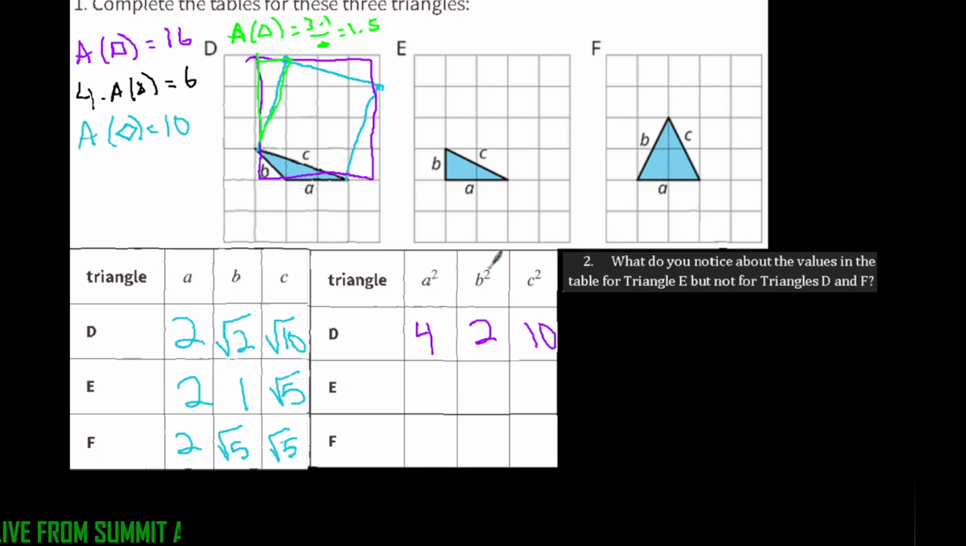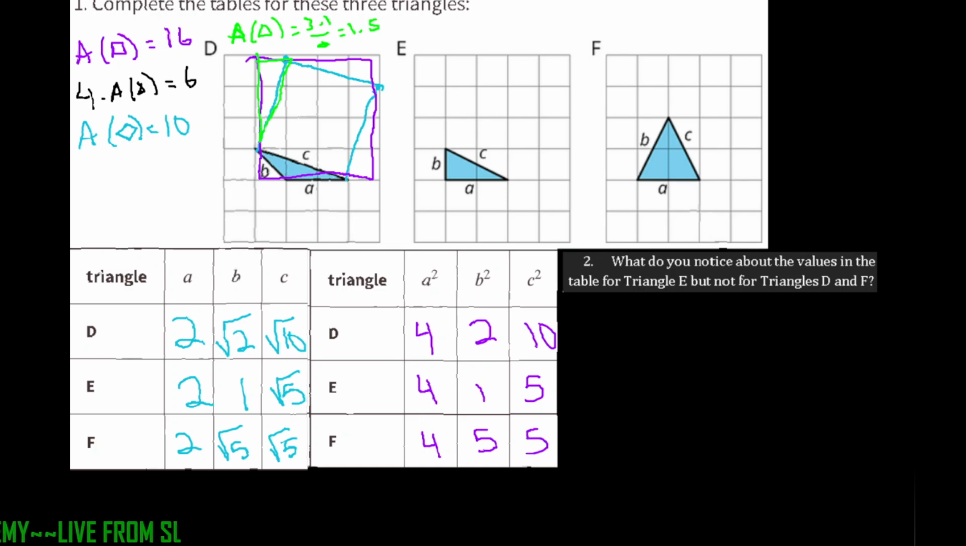Same idea with this one. This is going to be 4, this is going to be 1, and this is going to be 5, because we have 2 squared, 1 squared, and square root of 5 squared. So that means this is going to be 4, 5, and 5.